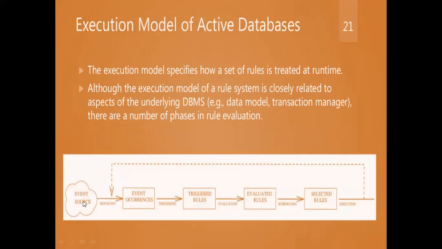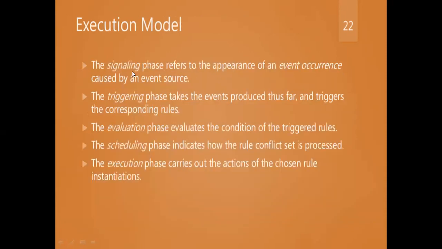So from the event source, the event is going to occur, then the trigger is going to happen, and the rules are evaluated and selected. How? We'll see one by one. The first is the signaling phase, which means it is the event source from where events are going to happen. Okay. Next is the triggering phase.